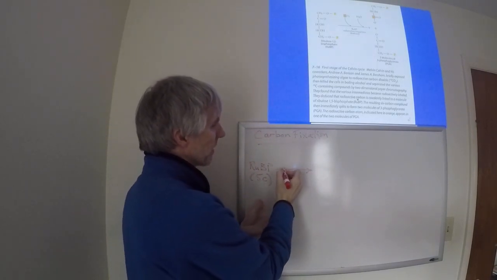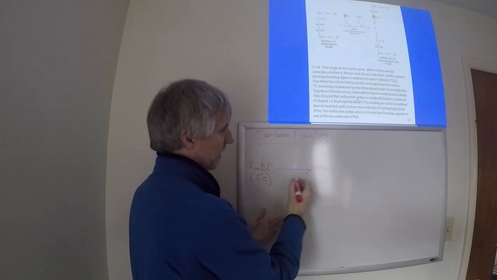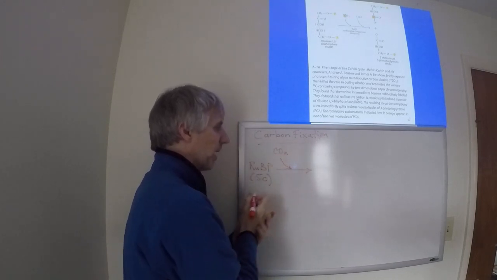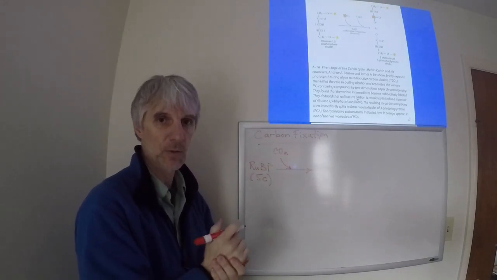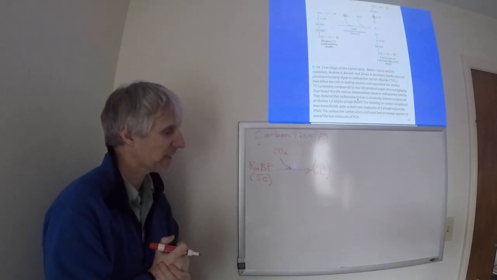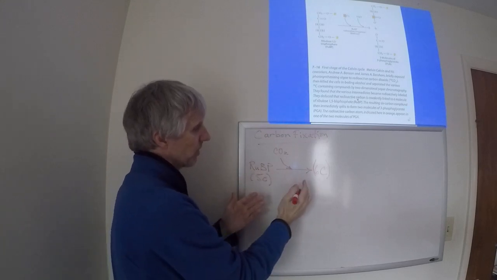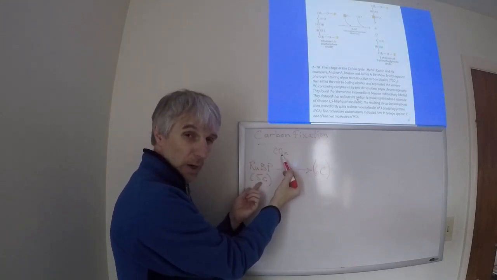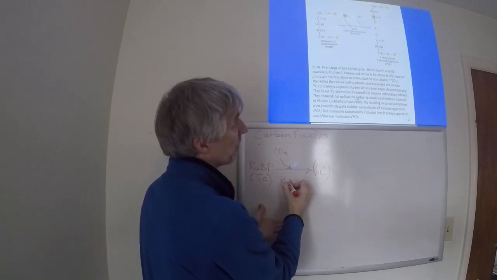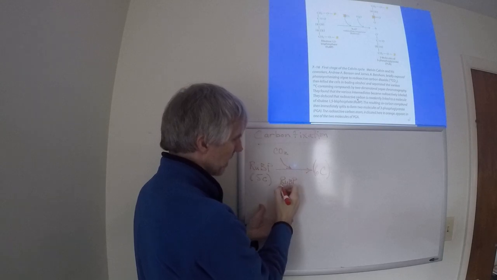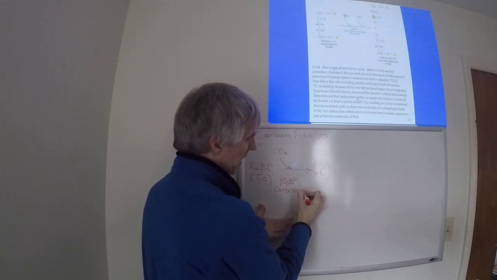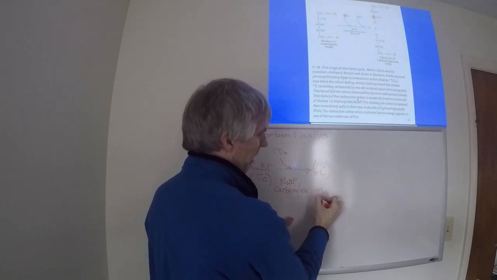Now, RUBP can be converted into a 6-carbon molecule by adding a carbon from CO2. Okay? That 6-carbon molecule that's produced is 5 plus the 1 carbon found in CO2. And the enzyme that's capable of doing this is a molecule called RuBP carboxylase/oxygenase.